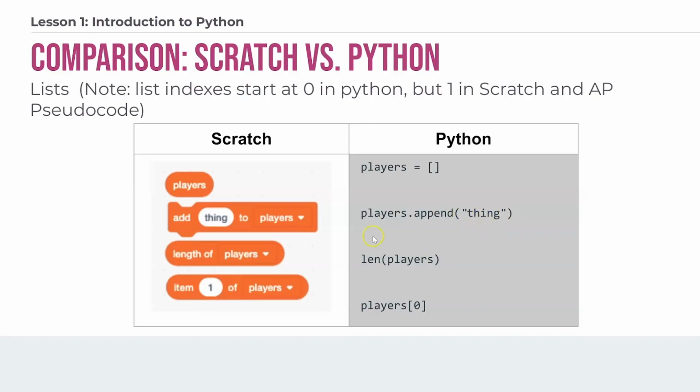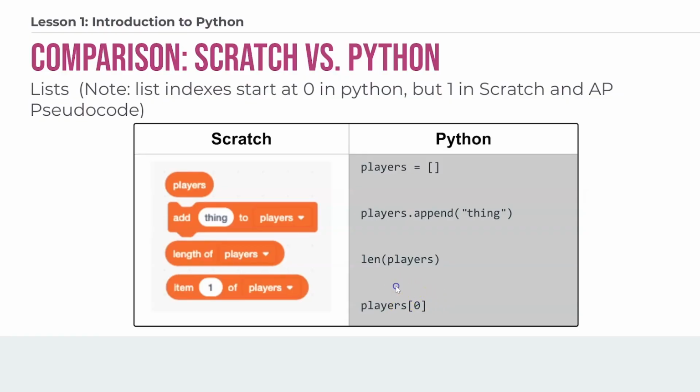We can also find the length of the list. In Python, we do that by saying len, parentheses, and then the list that we want to find the length of. So len is a function here that's going to return the length of that list. And then if we wanted to access the first item on the list, remember, as I mentioned at the beginning, in a Scratch list, you would say item 1 of players. In a Python list, we're going to say players, and then use square brackets here to reference item 0, and that's going to be the first item on the list.